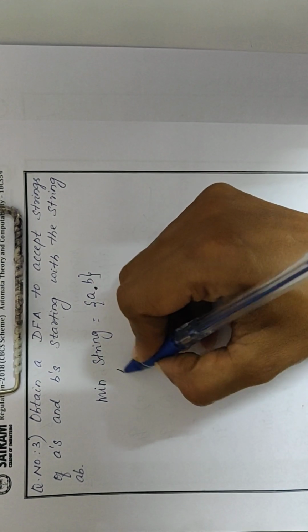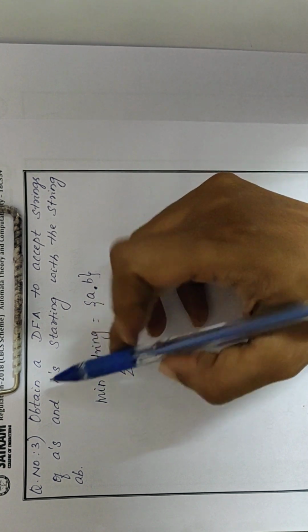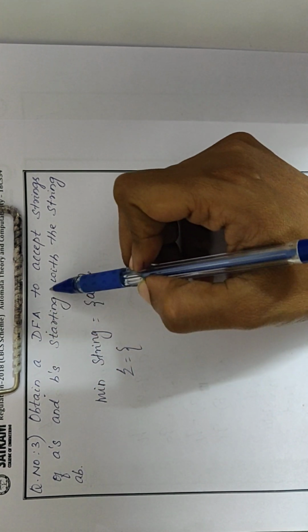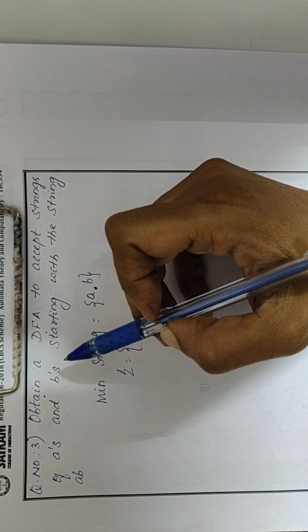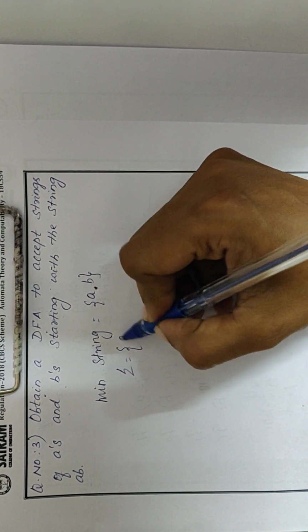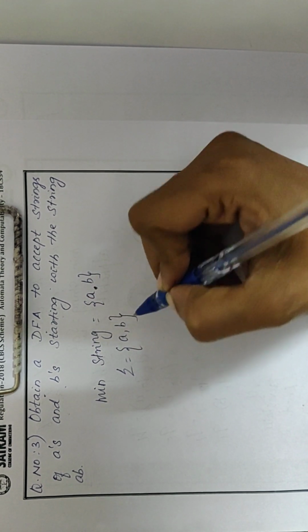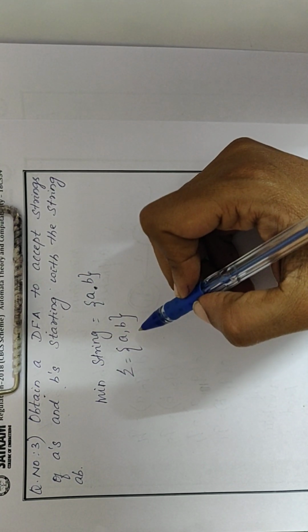And here, what is your sigma? Sigma is nothing but your alphabet. You can read your question: obtain a DFA to accept strings of A's and B's. My string can have A's and B's. So my alphabet is A comma B, starting with the string AB.